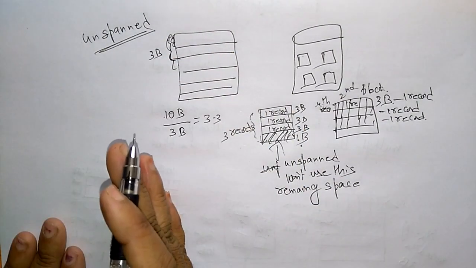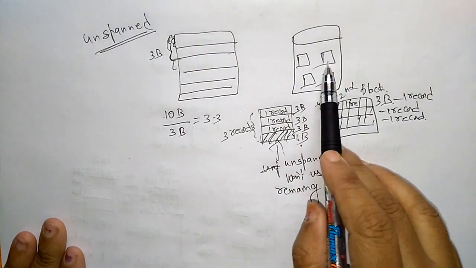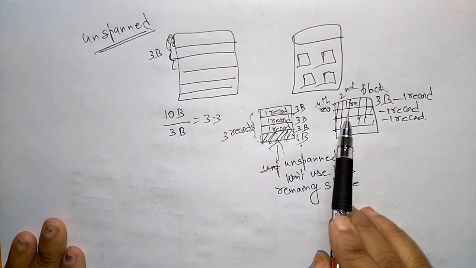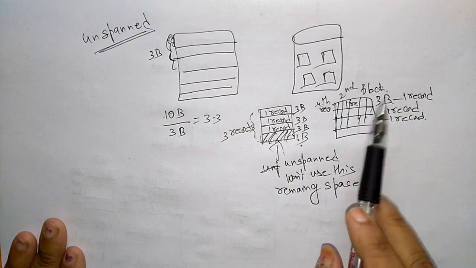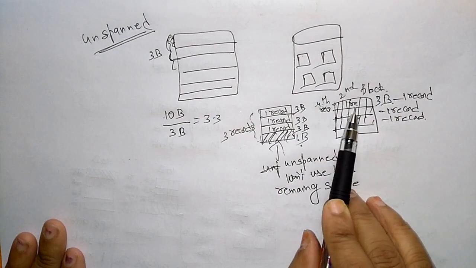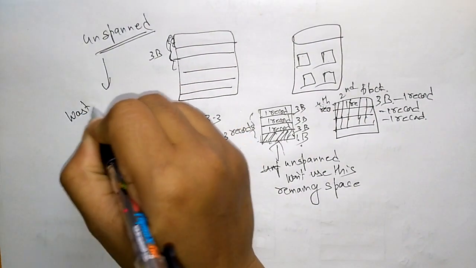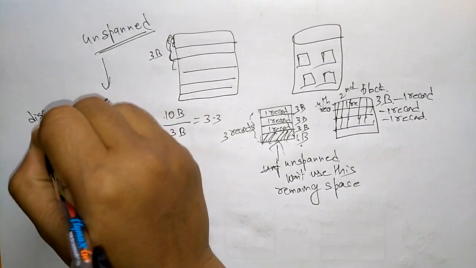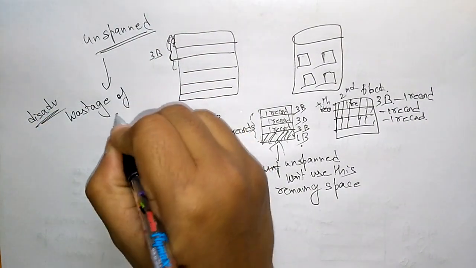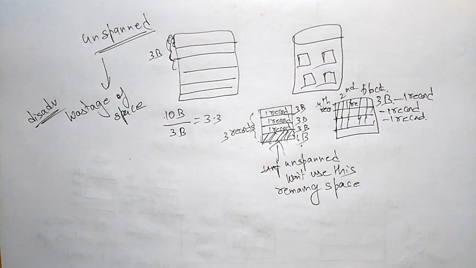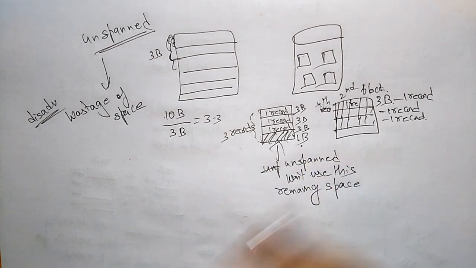Spanned is where a single record can be placed in 2 blocks, whereas in unspanned, a single record is always placed in one block. Okay, so in unspanned, the disadvantage is wastage of space. So wasting of space is not that much of a problem because hard disk cost will be less. So in spanned, the block access cost is always more than the cost of the hard disk.